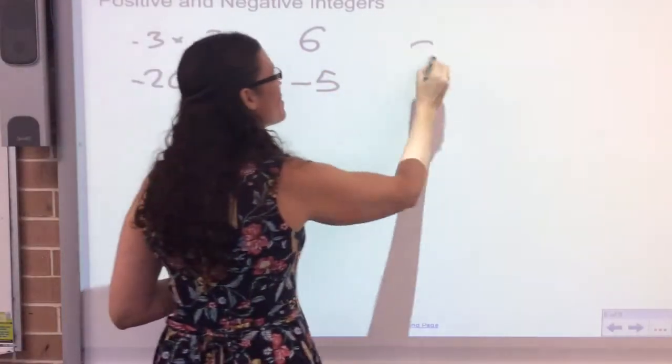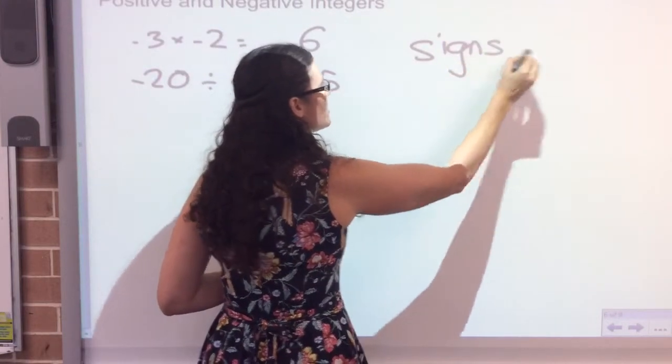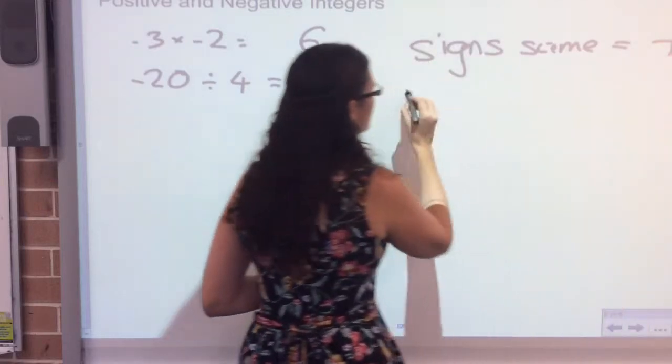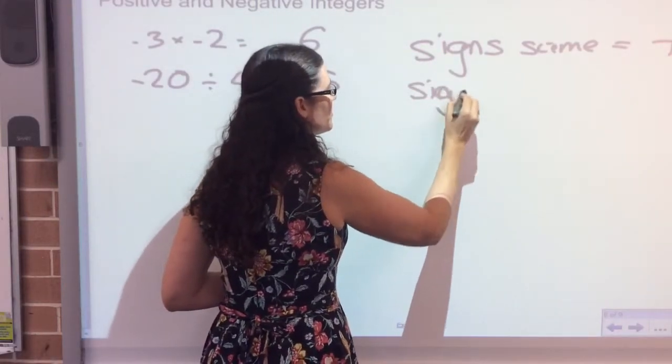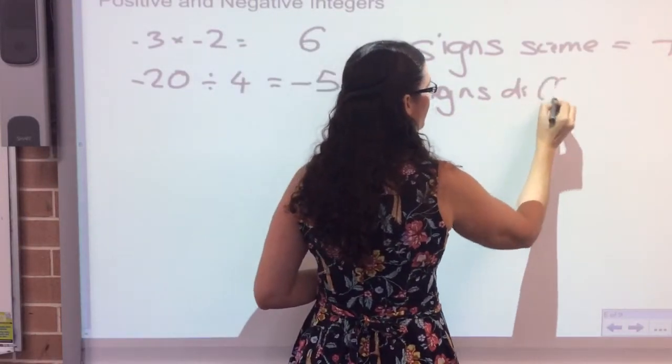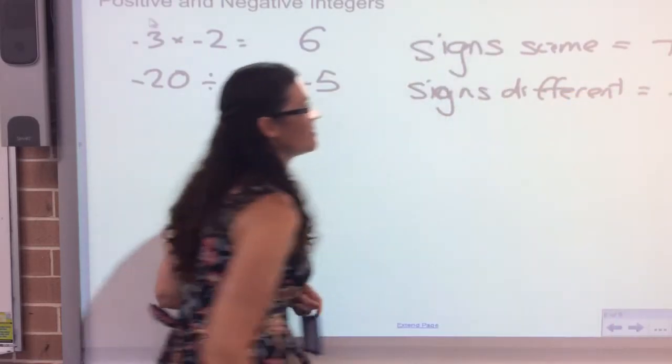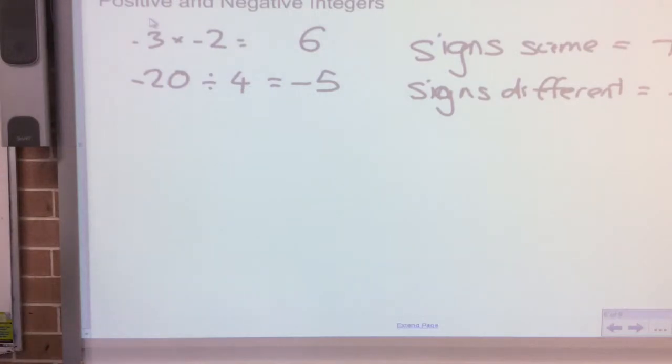The way I remember it is that if the signs are the same, it gives you a positive answer. If the signs are different, it gives you a negative answer. Okay, that is for multiplication and division.